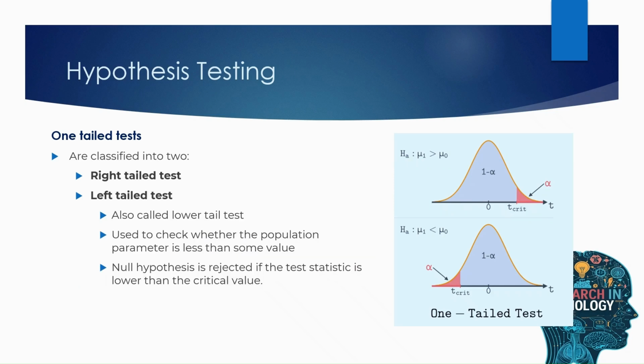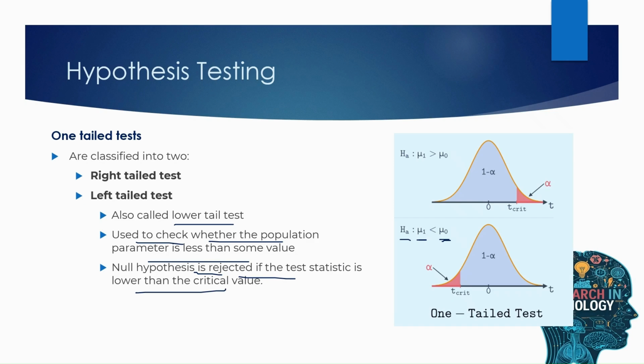Now left tail test, it's also called lower tail test, right? What was upper tail test? Here it is lower tail test. Now it's used to check whether the population parameter is less than some value. See, mu1 is less than mu0. Okay. Null hypothesis is rejected if the test statistic is lower than the critical value.